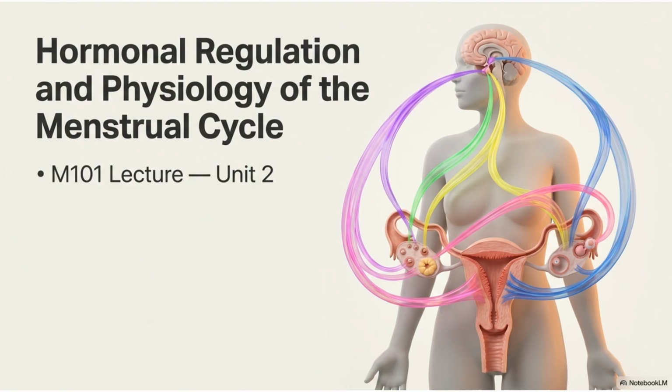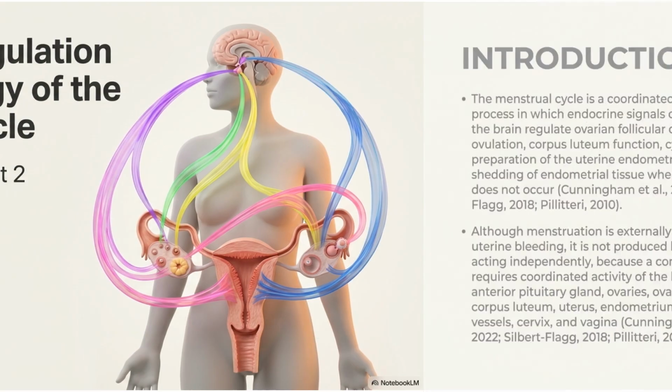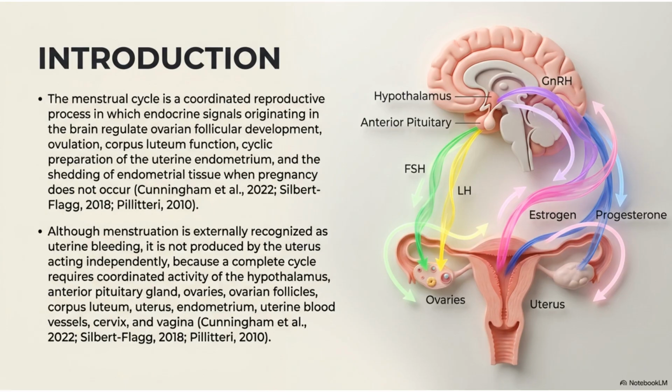Welcome to this video on the hormonal regulation and physiology of the menstrual cycle, part of the M101 lecture series, Unit 2. The menstrual cycle is a coordinated reproductive process involving complex interactions.